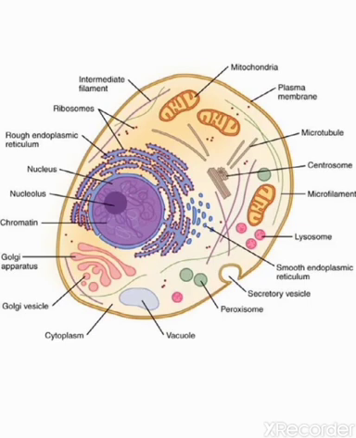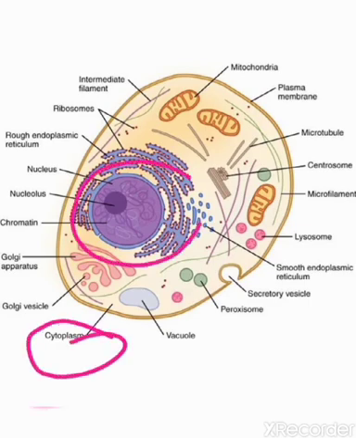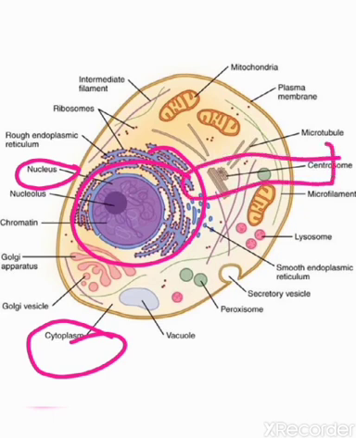I am showing you in this figure cytoplasm, nucleus and other living bodies, that is mitochondria, ribosomes, etc. One thing I want to remind you, that the centrosome with centrioles is present only in animal cells, not in plant cells. What about the plant cell? In the plant cell, it is absent.